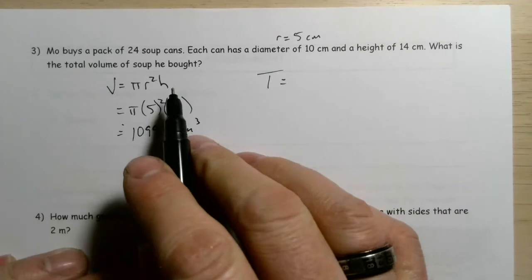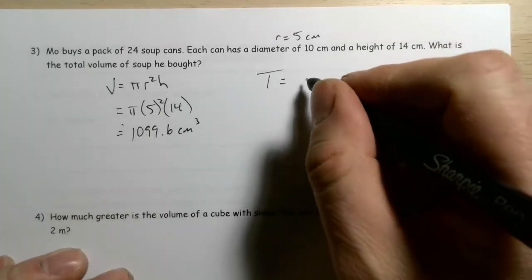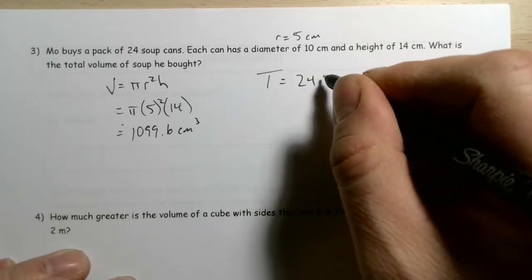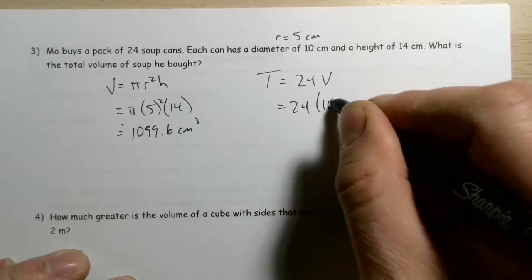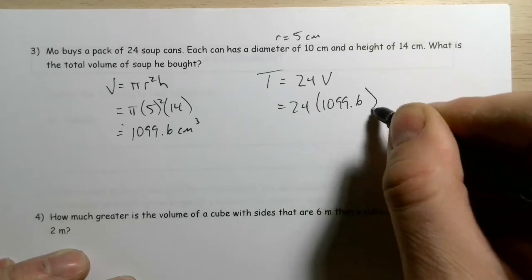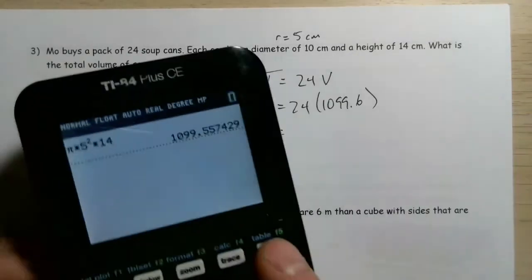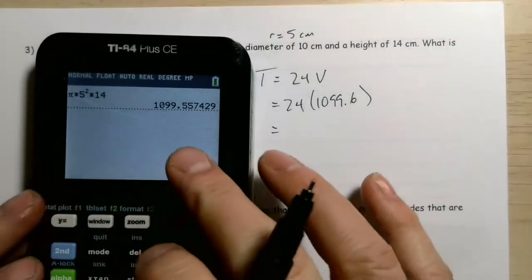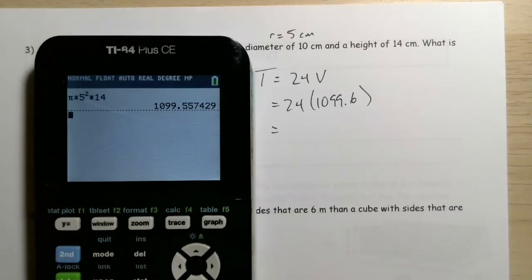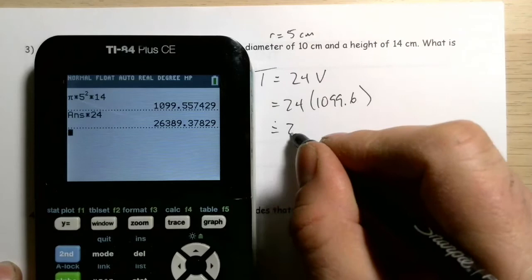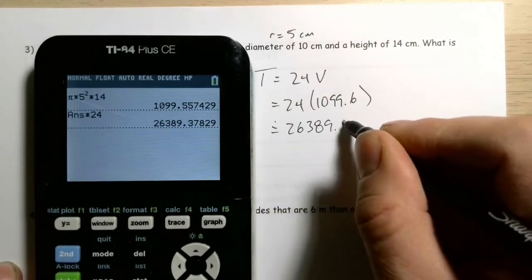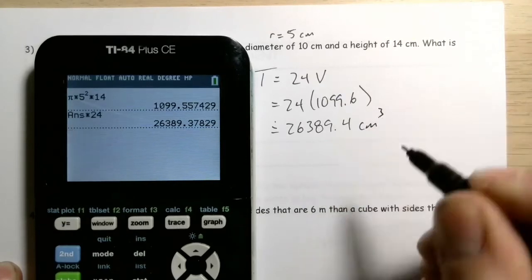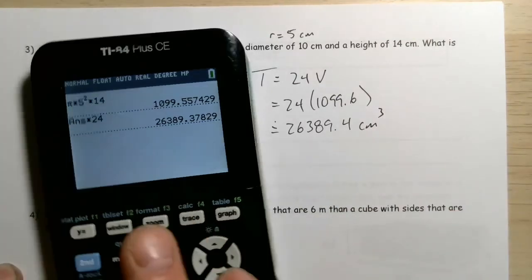Because we're asking for the total volume of soup, and we know that there's 24 cans here, so it's going to be 24 cans times that volume here. So 24 times 1099.6. But actually, I'm going to use the decimal that was given to me right there. I'm just going to multiply by 24, and I'm going to get approximately 26,389.4 centimeters cubed. I'm still going to round it to the nearest tenth.